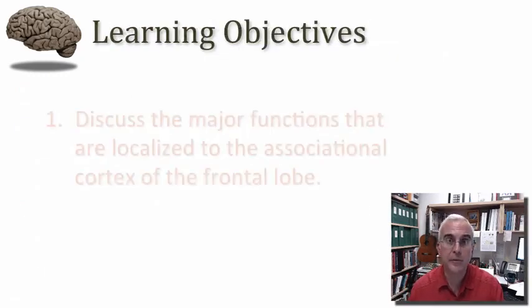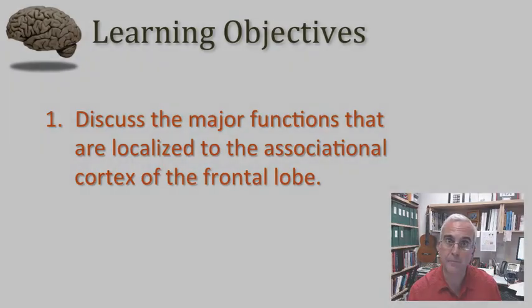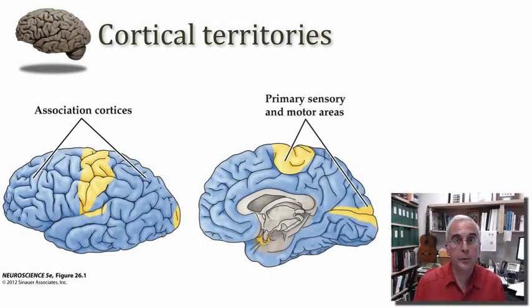My learning objective for you in this tutorial is to discuss the major functions that are localized to the associational cortex in the frontal lobe. So in this tutorial, we're going to turn our attention to the frontal lobe. I'll just remind you that the frontal lobe is bounded posteriorly by the central sulcus. And here we see the central sulcus continuing into the medial face of the hemisphere and the paracentral lobule. The frontal lobe is bounded inferiorly by the lateral fissure, which is also known as the Sylvian fissure, separating the frontal lobe from the temporal lobe.